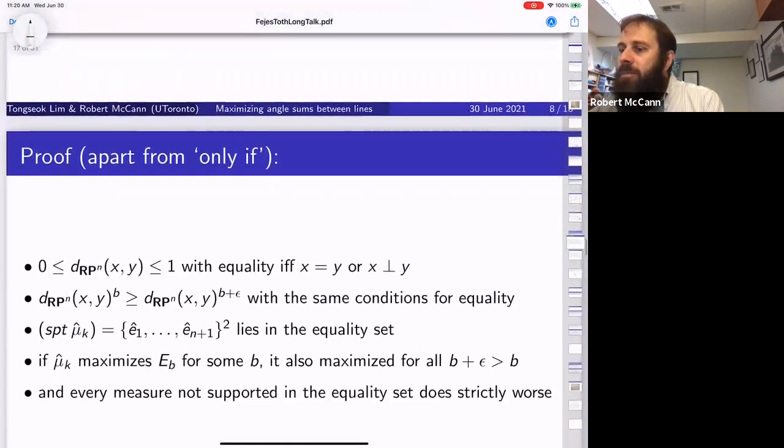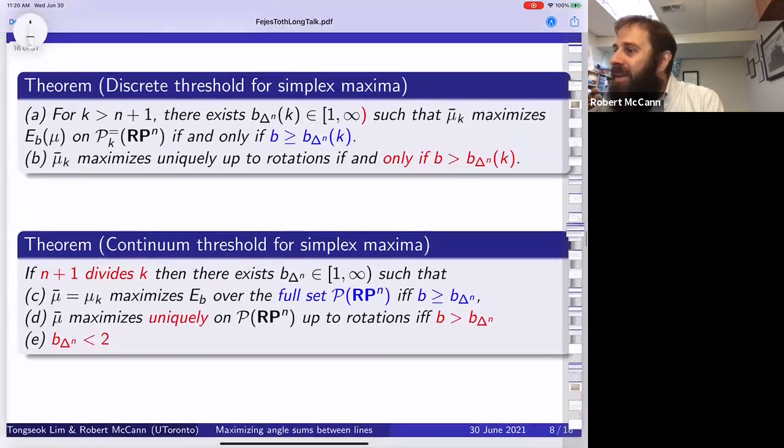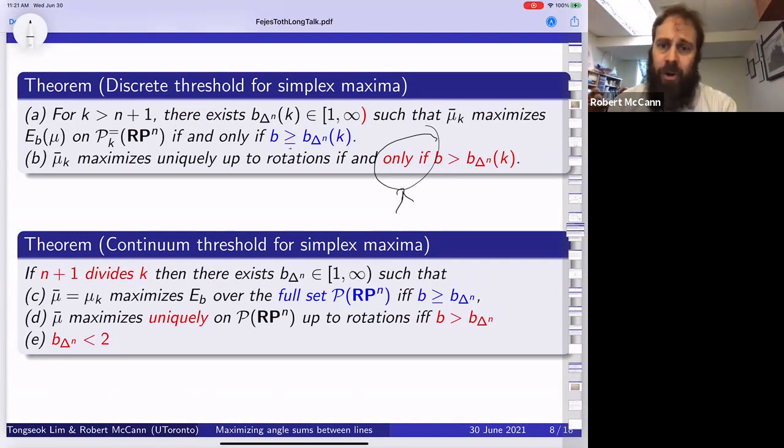So actually, these theorems are pretty easy to prove, except the only hard part to prove is the only if statement. In other words, what is this only if telling us? It's really telling us that at the threshold, when equality holds here, there have to be other minimizers besides the conjectured ones.